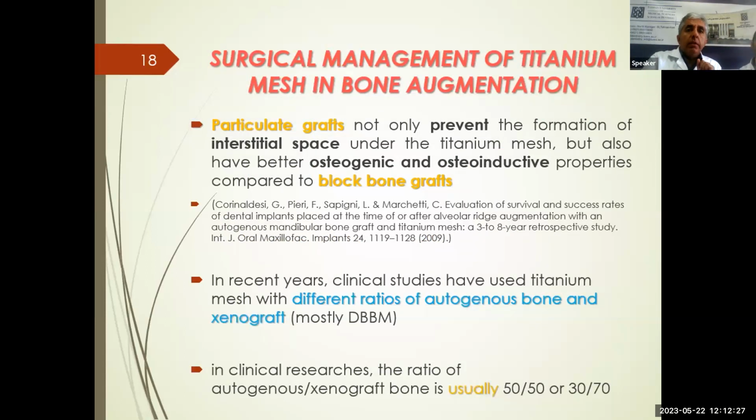Surgical management of the titanium mesh: particles of the graft material not only prevent formation of interstitial bone under a titanium mesh, but they also have osteogenetic and osteoconductive properties in comparison with the block bone graft. This is the advantage of the particle graft, which is supported by titanium mesh. Nowadays, studies are focused on different ratios of autogenous bone and xenograft. The usual ratio in practice is 50-50 or 30-70.